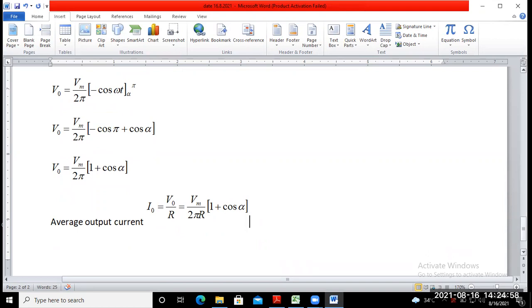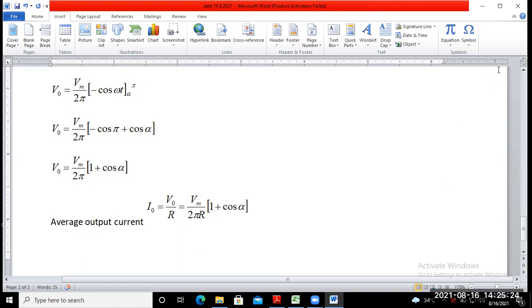Now we will try to simulate the circuit in Matlab and observe the output voltage waveform, output current, voltage across the thyristor and input supply voltage waveform. Okay, so just try to simulate that circuit in Matlab.